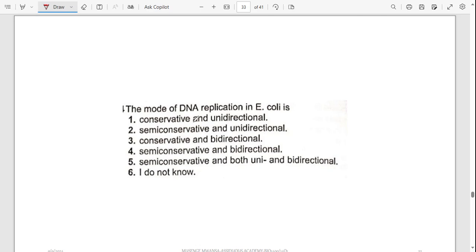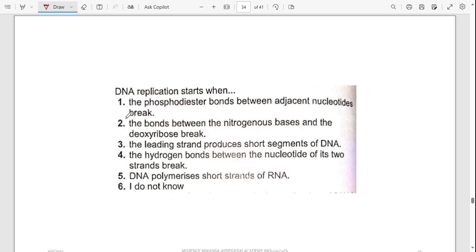The mode of DNA replication in E. coli is, remember, in E. coli is going to be non-conservative and then it is bidirectional. Actually, semi-conservative. You have got a new strand being there and then the old strand coming in. And then it happens both in the 5 prime to 3 prime and the 3 prime to 5 prime.